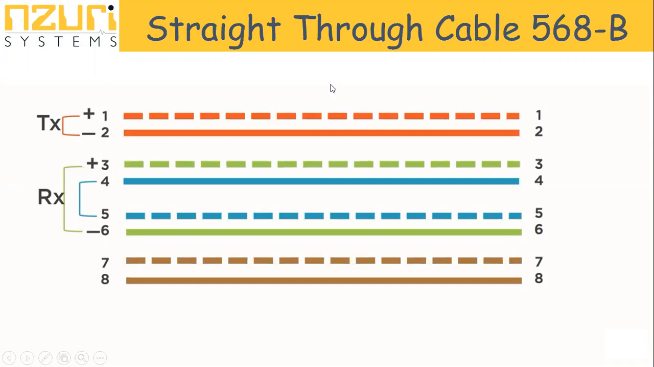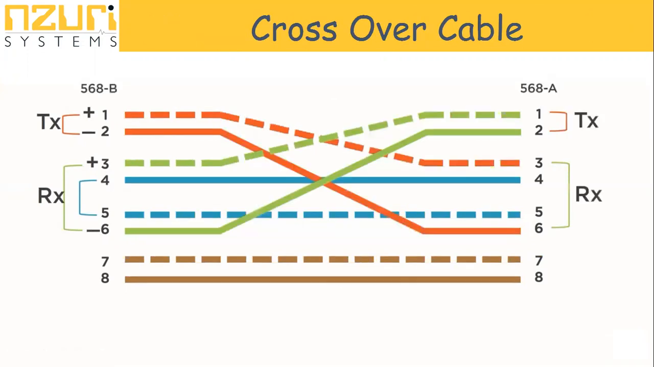Okay. Now a crossover cable, on the other hand, looks like this. In a crossover cable, we cross the pins out, meaning on one side of the cable, I would maintain the 568B standard. On the other end, I would have to do a 568A. In a 568A standard, everywhere you see an orange, you replace it with a green.